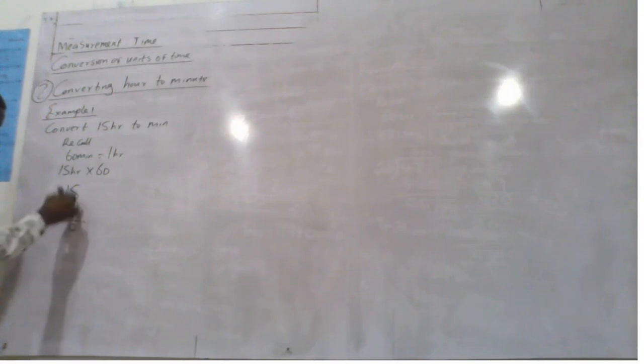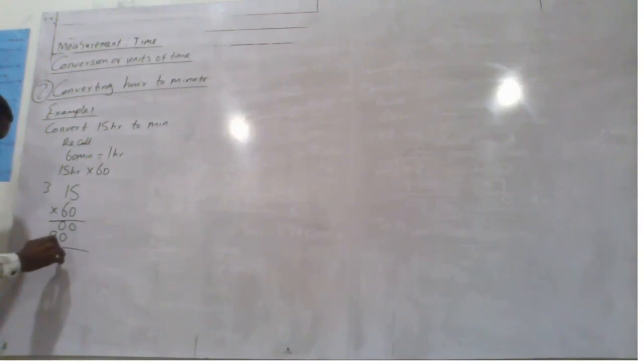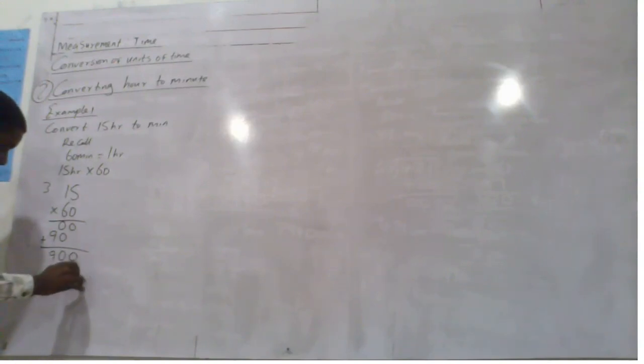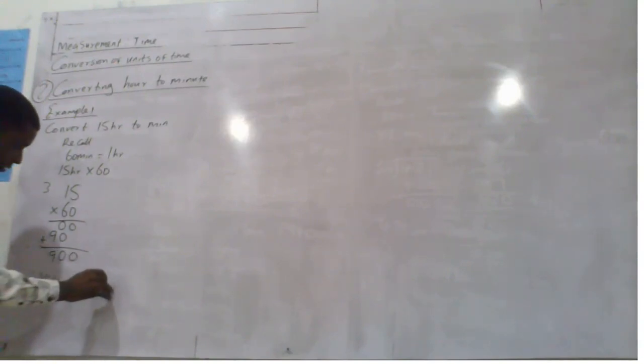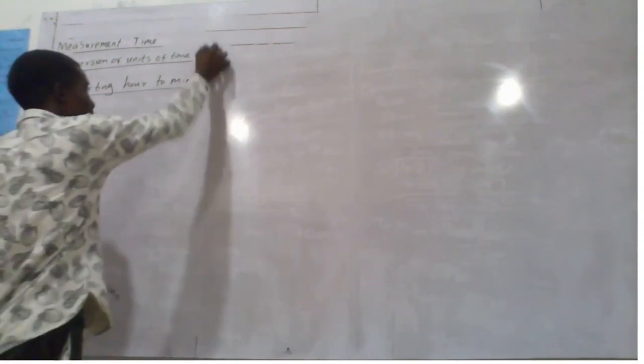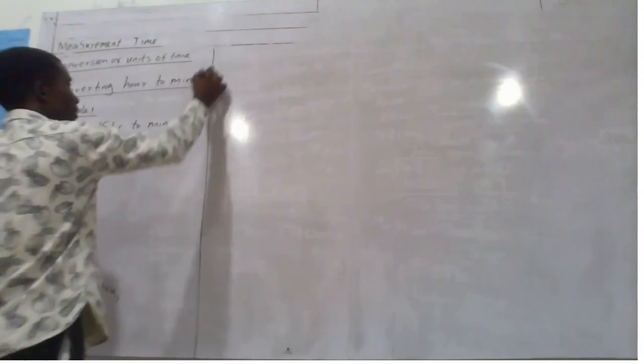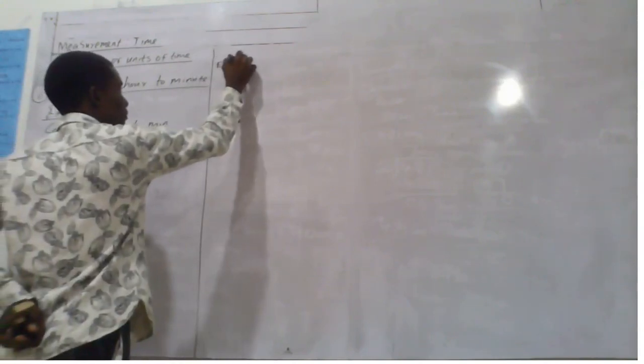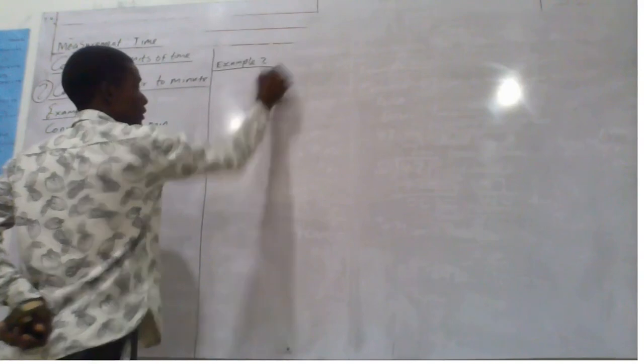So we go 15 times 60. This will give us 0, 0. 6 times 5 is 30, 0, 3. 6 times 1 is 6, plus 3 is 9. Therefore, 15 hours equals 900 minutes. Let's take another example. Example 2.